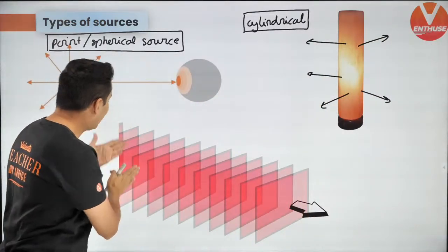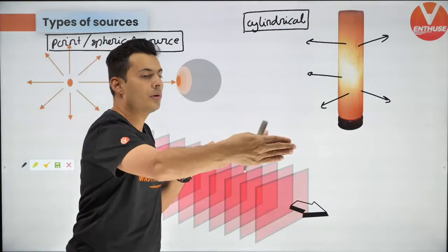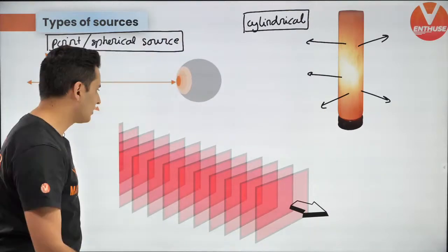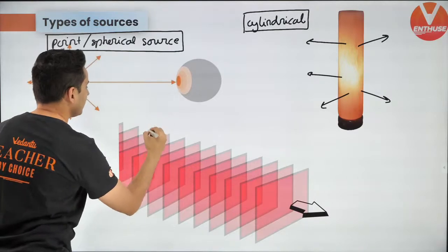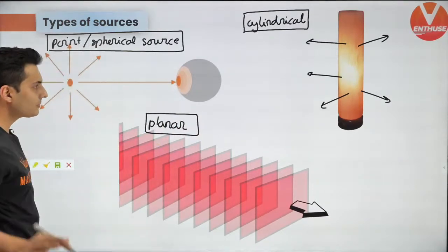Planar, it's a flat plane. It's like a flat speaker and the sound is going only forward. It's not spreading anywhere. Ideal source. So this is nothing but planar source of sound.